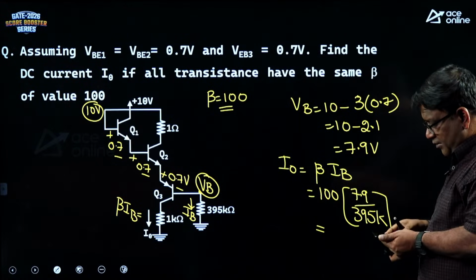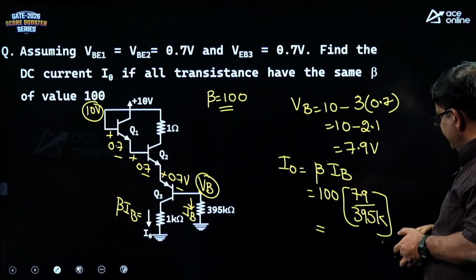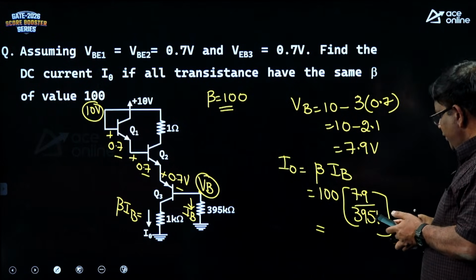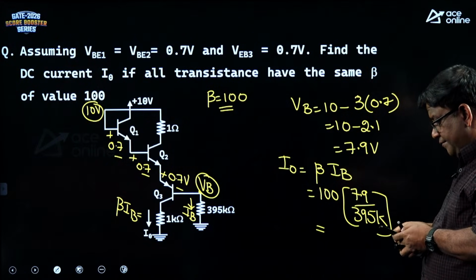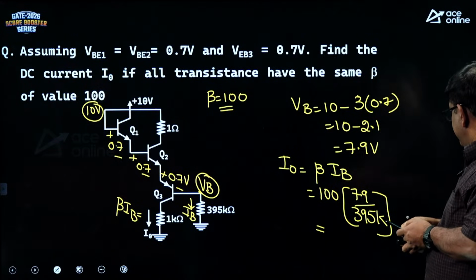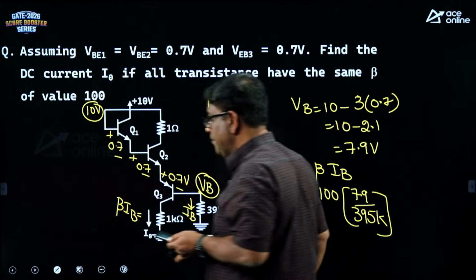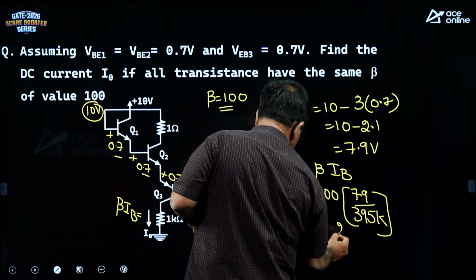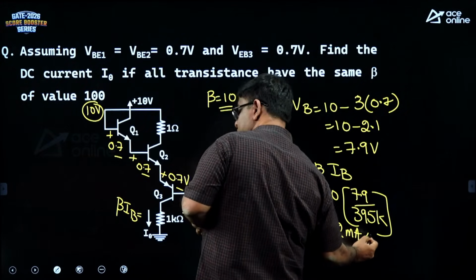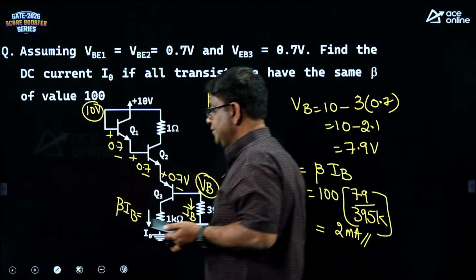Try to calculate. I do not have a calculator. Try to calculate this: 100 into 7.9 by 395. It is coming around 2 milliampere. 2 milli. Good. Aman, 2 milli.